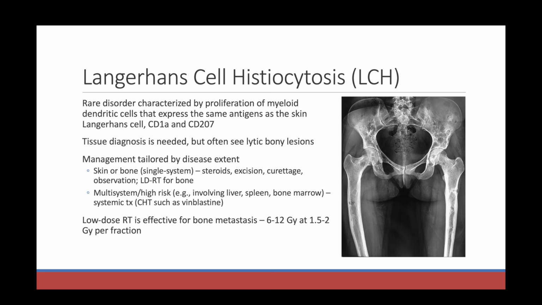These are basically proliferations of myeloid dendritic cells, and they can lead to these lytic bony lesions. So the low dose of radiation that we use is anywhere from 6 to 12 gray at 1.5 to 2 gray per fraction. So Langerhans cell histiocytosis, Langerhans low dose. So remember, it's a small dose of 6 to 12 gray. Langerhans low dose.